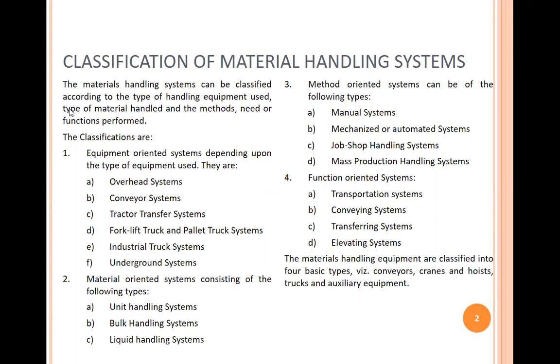So the materials handling system can be classified according to the type of handling equipment used, type of material handled, and the methods, need or functions performed. The classifications are: one, equipment-oriented system, depending upon the type of equipment used. They are A, overhead system; B, conveyor system; C, tractor transfer system; D, forklift truck and pallet truck system; E, industrial truck system; F, underground system. According to the orientation, type of equipment used.